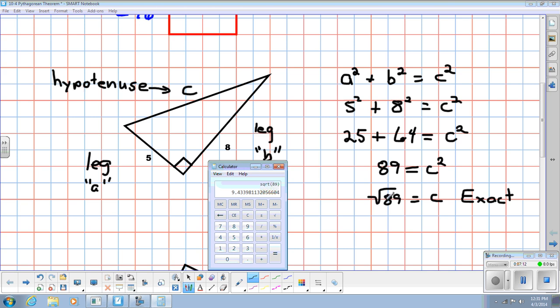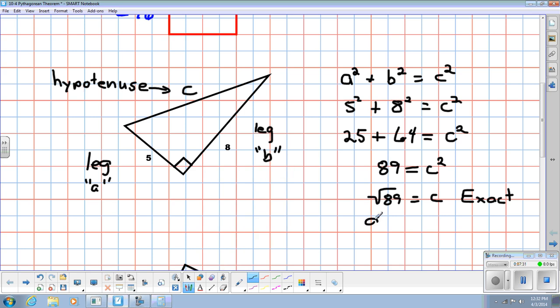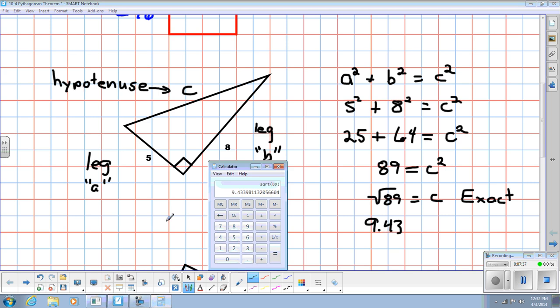So we would say if we leave it in what's called radical form, because I can still see the square root symbol, then we have an exact answer. We will then also put down a rounded answer. We'll round this to the nearest hundredth, so I have to have two decimal places in my answer. I do the square root of 89 to get 9.43. The reason I'm using 0.43 is I actually have another 3 behind the 43, so I'll just leave it as 9.43.